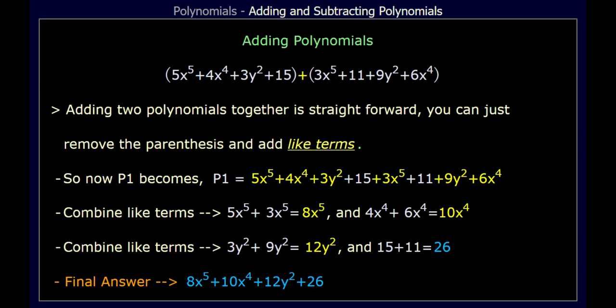So adding polynomials is pretty simple. The plus, if we distributed it through, didn't change any of the signs. So we could just throw away the parentheses, collect like terms, and we're done.